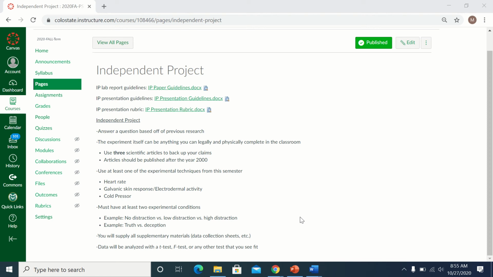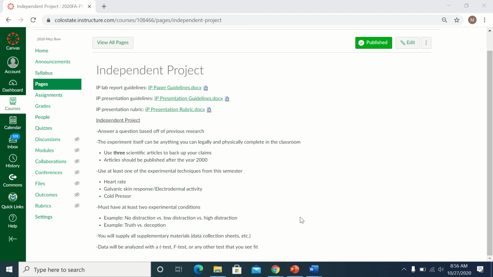And then data will be analyzed using a t-test or an f-test. That's not limited. Those are just the 2 tests that we went over in class. If you want to do something else, that's okay, but let's talk about it first. I don't really want this to be more complicated than it needs to be. So that's the independent project.